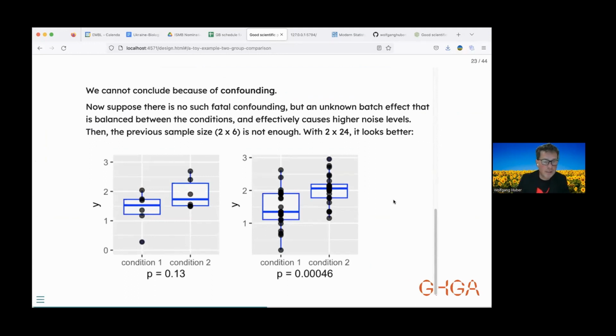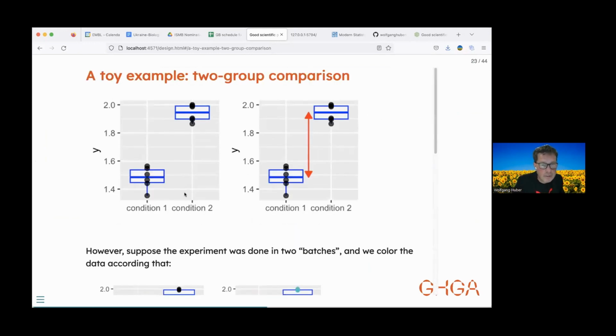So let's look at this experiment that I'm showing here. We have some measurement of biomarker Y, measured on 6 different individuals under 2 different conditions. As you can see, there seems to be quite a nice difference between the 2 conditions. And if you do any statistical test, this would be highly significant.